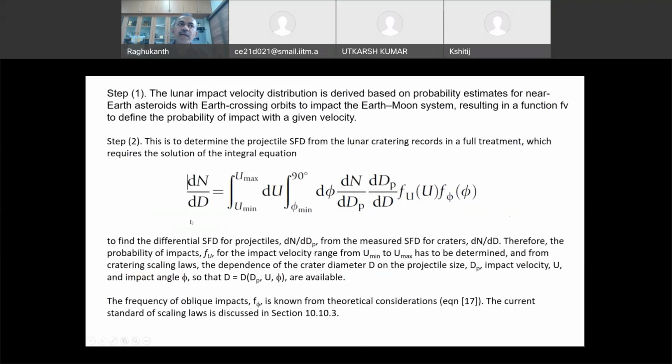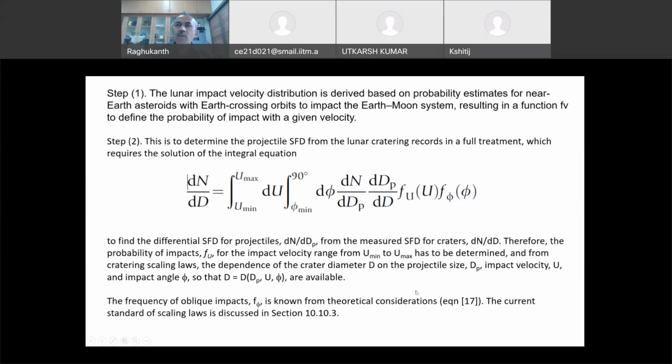Now I know dn by dd from the data, and f_u of u I know from the data. f_phi of phi I can also estimate from equations of this type, and I know u max, u min, and phi min to 90 degrees. So I want to calculate dn by ddp, which is what we are interested in basically. You have to solve this integral equation, and once it is solved, you will get dn by ddp for the moon itself.